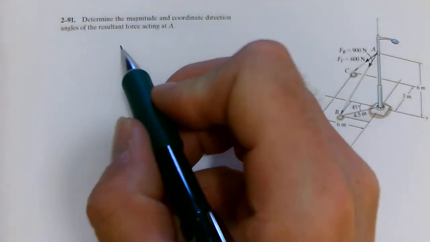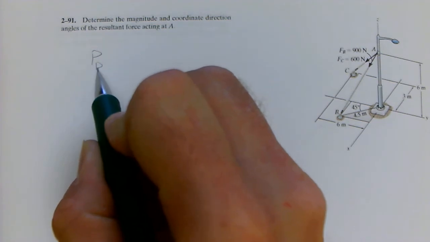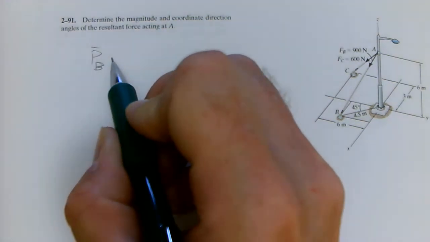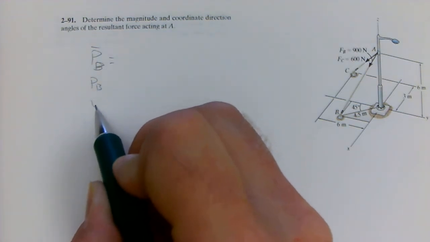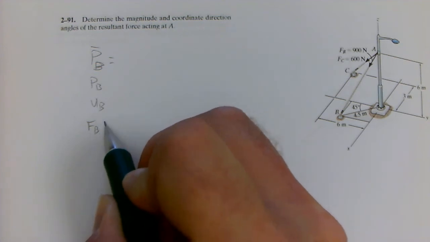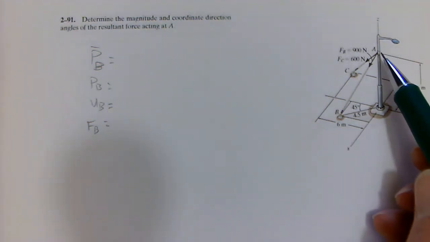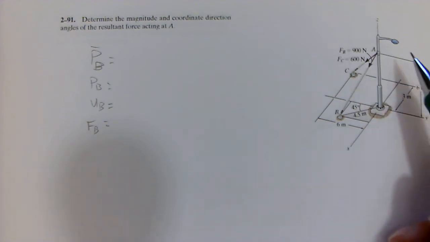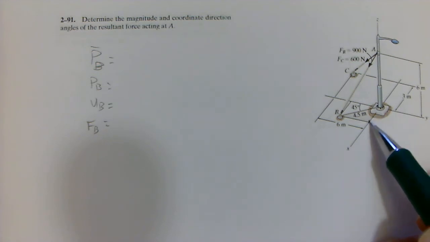So we're going to do the standard steps, and we'll start with B. The position vector of B, then we'll find the position magnitude of B, and we'll find the unit vector of B, and then we'll find the force vector B. There's the steps. And so the position vector from A to B goes in the x direction. Oh, it's this one. In the x direction, it goes like that.